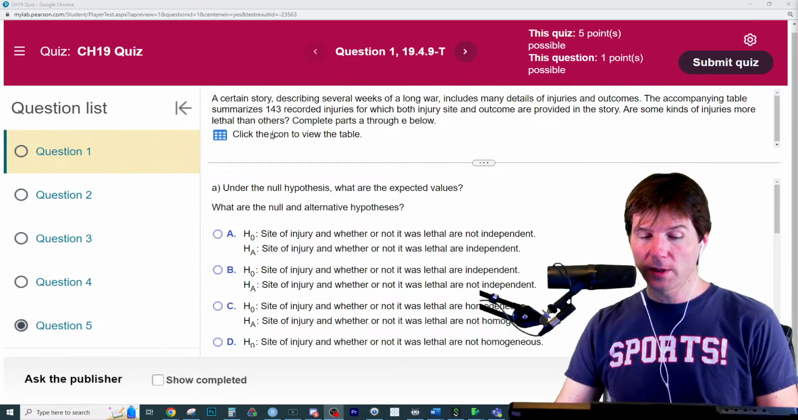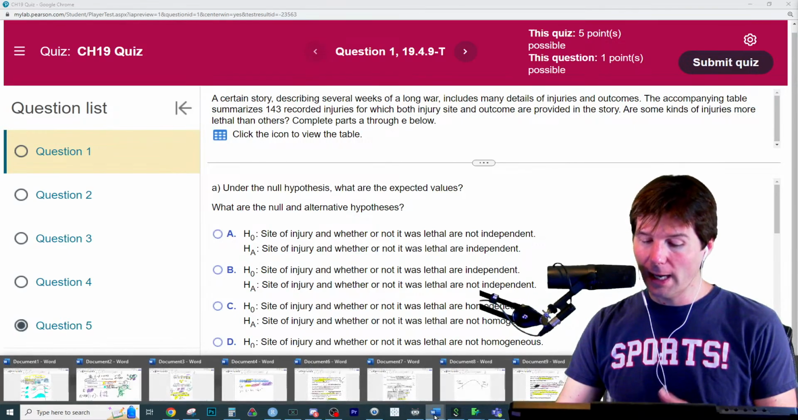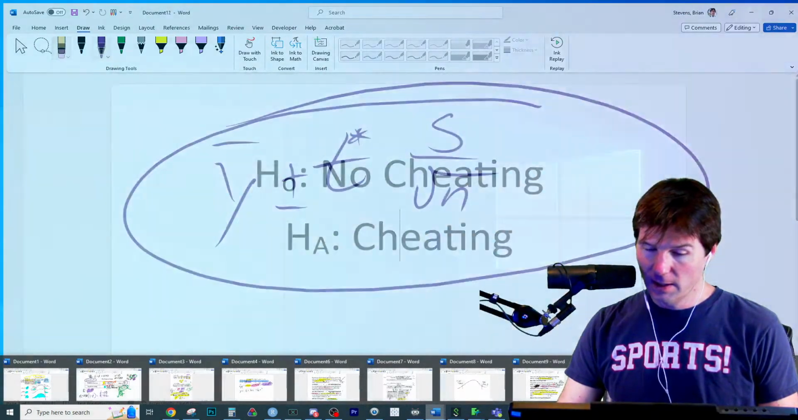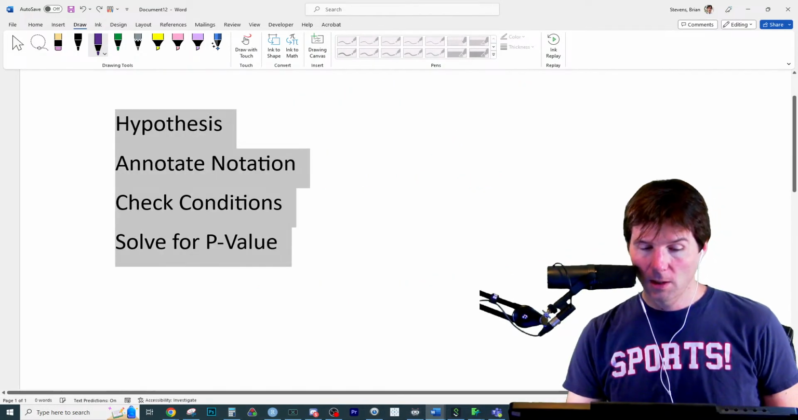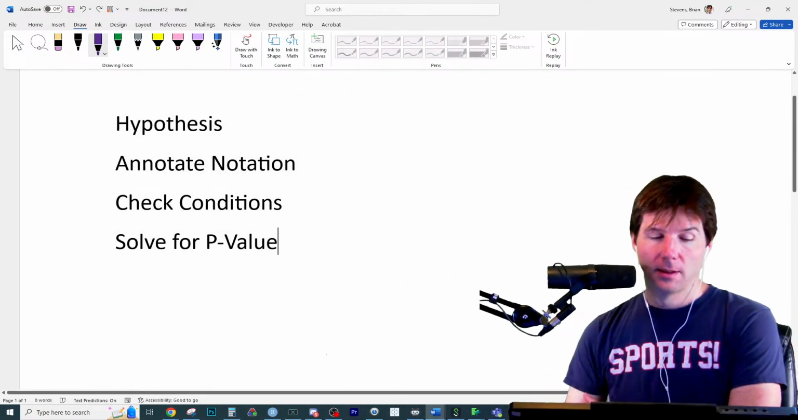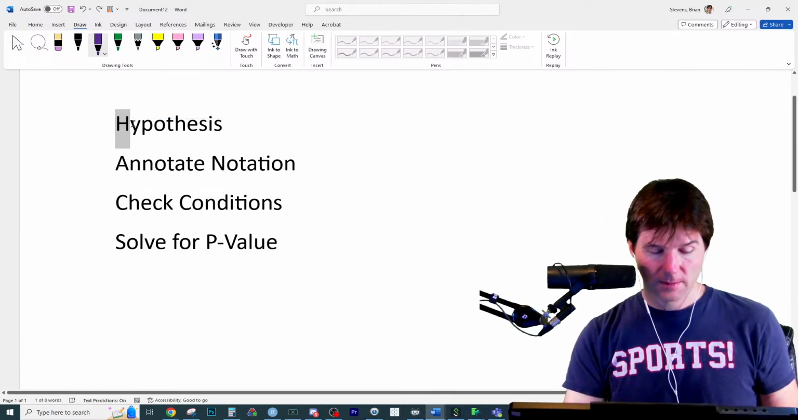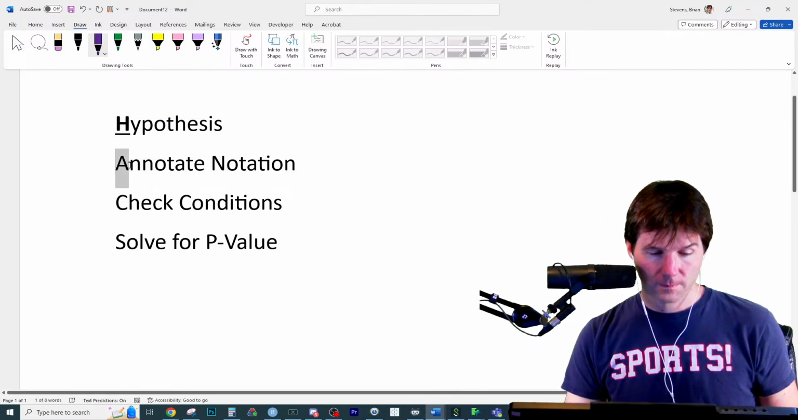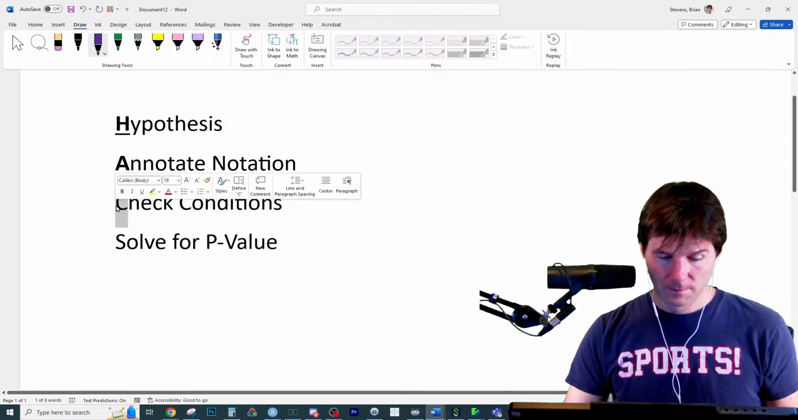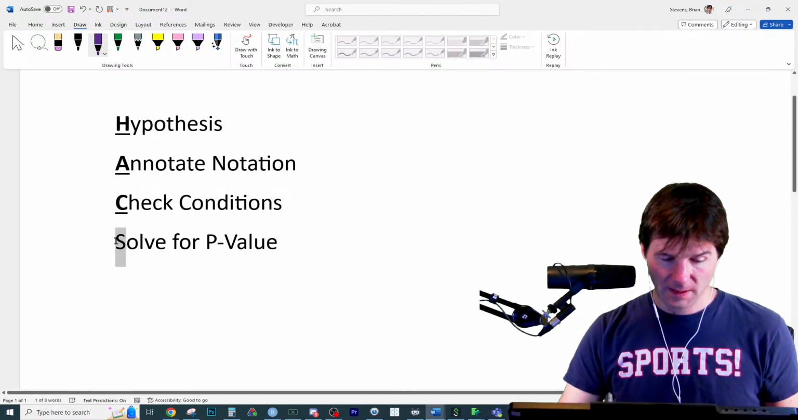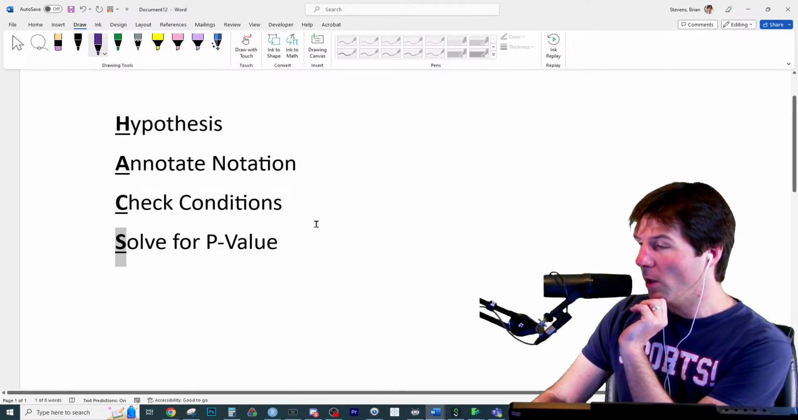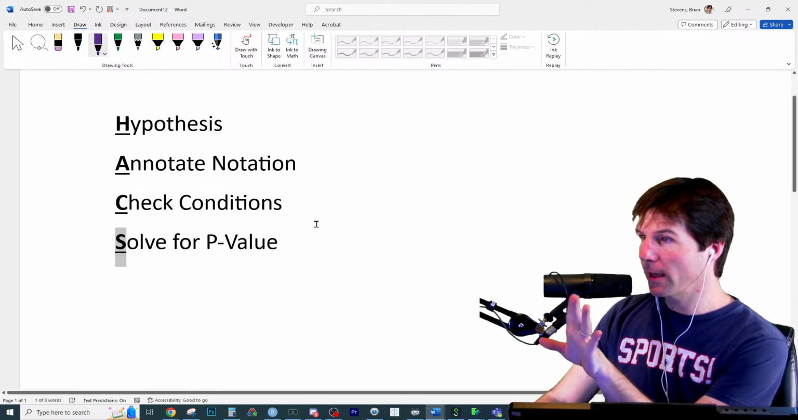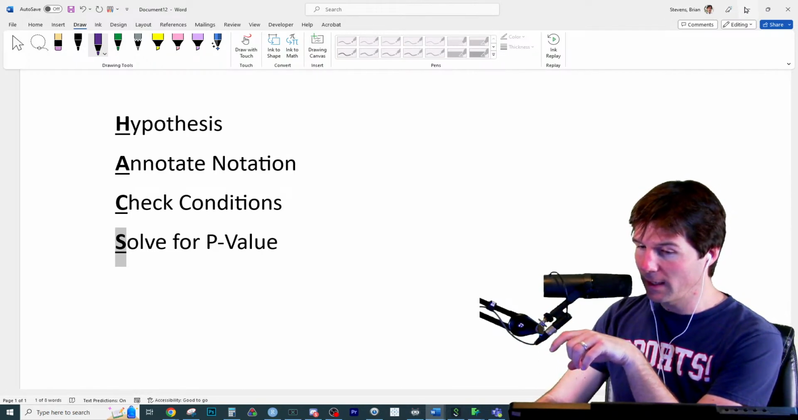So the first thing you want to do when doing your hacks method, I love the hacks method right here, is you want to write out your what. This is the hacks method right here. You want to write out your hypotheses. You want to write out what you're stating to believe to begin.